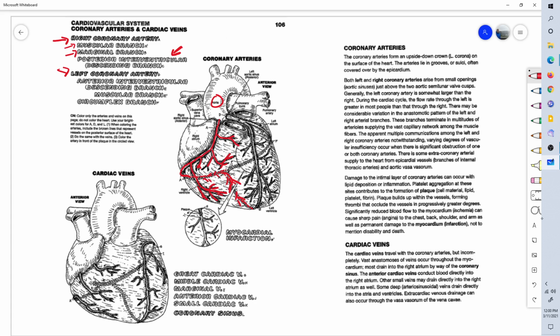The left coronary artery, let's make it a lighter purple there. The left coronary artery comes off and bifurcates into the anterior interventricular or descending branch.